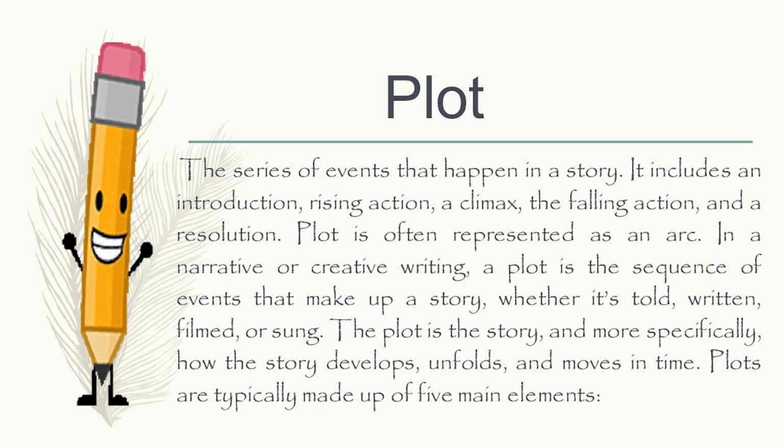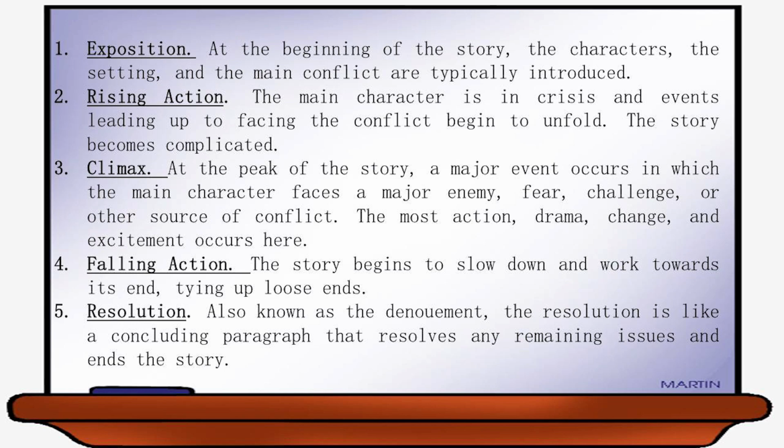In a narrative or creative writing, a plot is the sequence of events that make up a story, whether it's told, written, filmed, or sung. The plot is the story, and more specifically, how the story develops, unfolds, and moves in time. Plots are typically made up of 5 main elements. Number 1, exposition. At the beginning of the story, the characters, the setting, and the main conflict are typically introduced. Number 2, rising action.